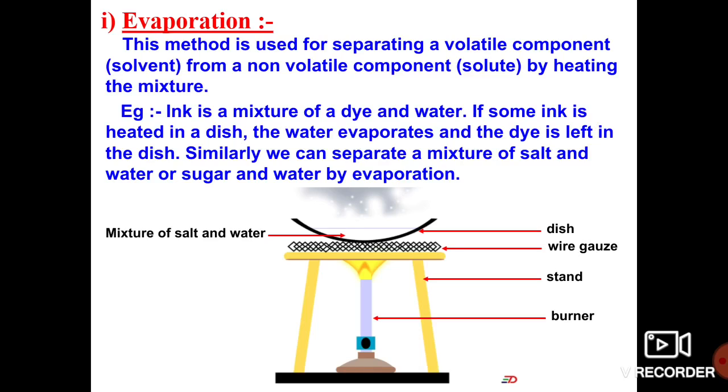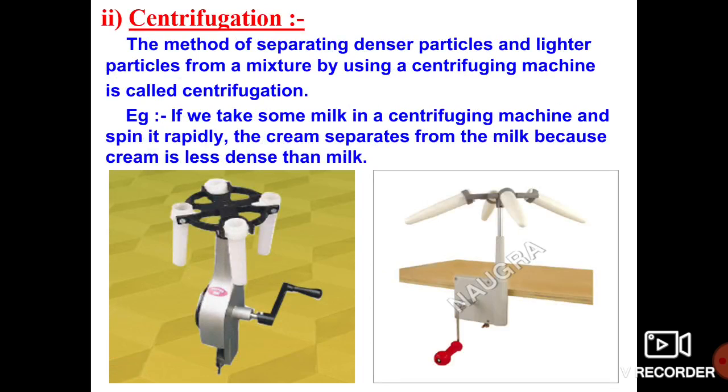I hope you understand the evaporation technique. So shall we move on to the next one, that is centrifugation. What do you mean by centrifugation? The method of separating the denser particles and lighter particles from a mixture by using a centrifuging machine is called centrifugation, which means the separation of the denser particles and the lighter particles from a mixture by using the centrifuging machine.